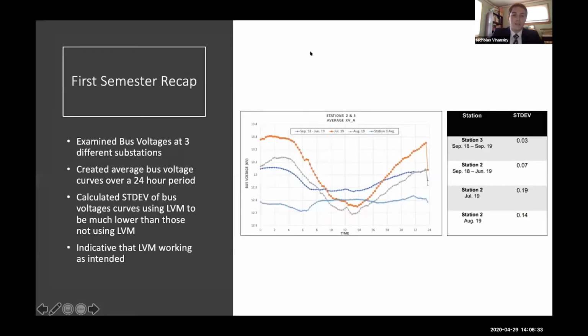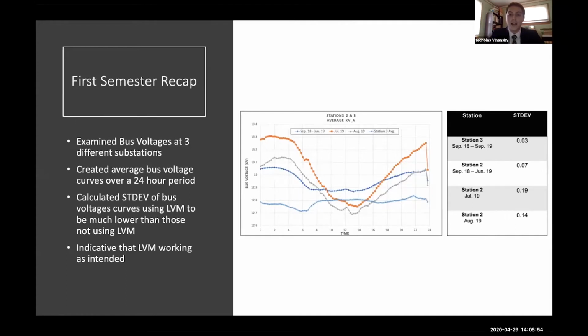Now I'll get into the first semester recap, so everything I completed the first semester. In the first semester, I examined upstream voltages, specifically at the bus level. I looked at bus voltages at 3 different substations, and using a year's worth of data, I created average bus voltage curves over a 24-hour period.